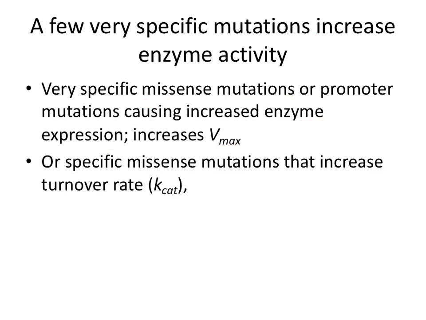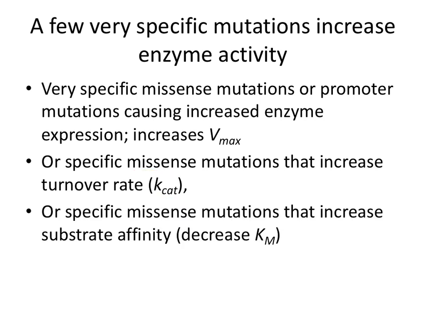There are a few specific missense mutations that are known to increase the turnover rate, or kcat, of an enzyme. And finally, there are a few known specific missense mutations that increase substrate affinity, thereby decreasing the Km.